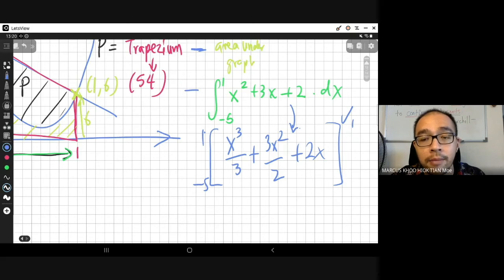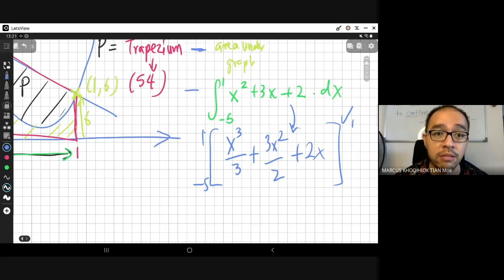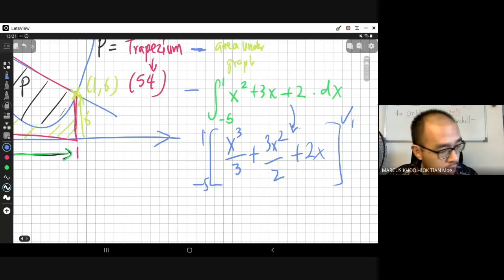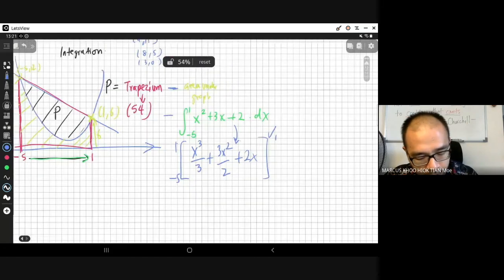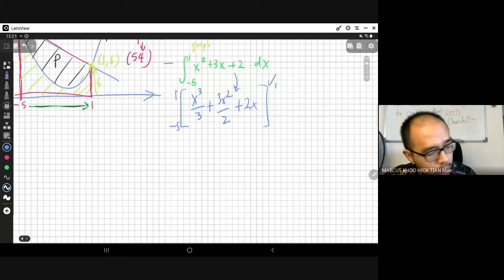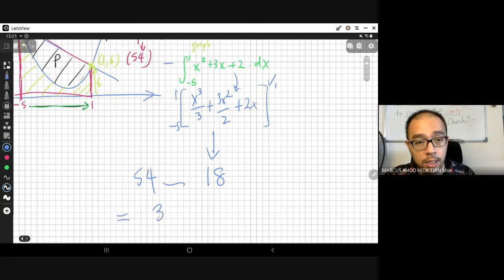Okay? But of course, you shouldn't just stop. Don't say, okay, I'm good at integrating, so I already have 1 mark there. Slap you. Just because you are good at integrating doesn't mean you should stop answering the question. Keep on going. Okay, so after you calculate this, you will get this as 18. So 54 minus 18, you will get 36 units squared.